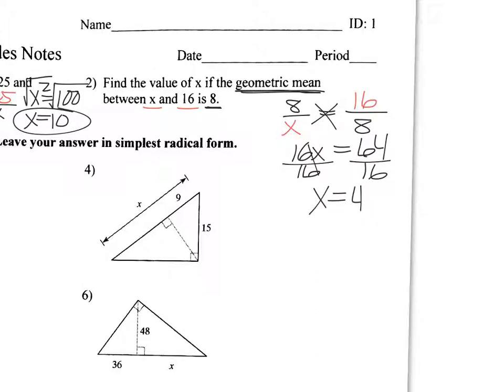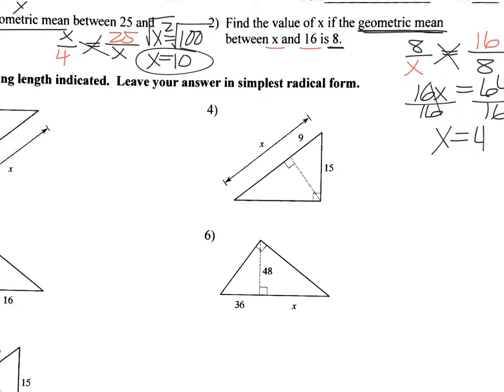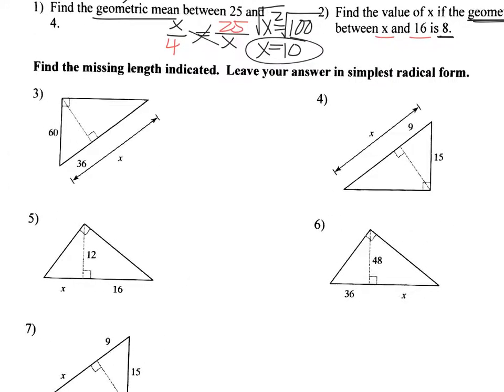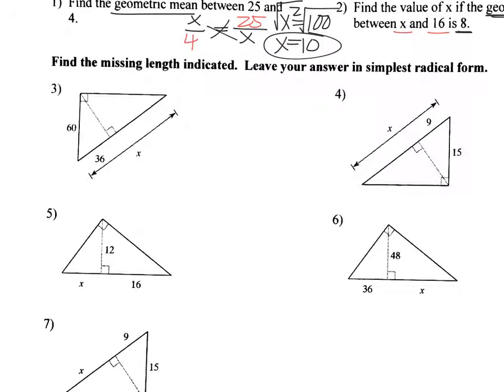Okay, so two different cases there. One where you're looking for the geometric mean, one where you know it. Okay, now what about these other problems? And it says leave your answer in simplest radical form. We've done something with this already in chapter 7. So just a quick review.